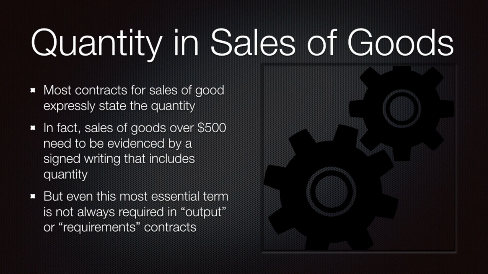That's one reason, theoretically, why quantity is usually a required term in all contracts, particularly with sales of goods. In fact, the Uniform Commercial Code, which governs sales of goods, specifically says that sales of goods over $500 need to be evidenced by a signed writing that includes a quantity term. So, why do we have these output and requirement contracts that don't have this quantity term? And how do we get around the holdup and overinvestment problems that can be caused by these type of contracts? Let's look a little more deeply at some examples.